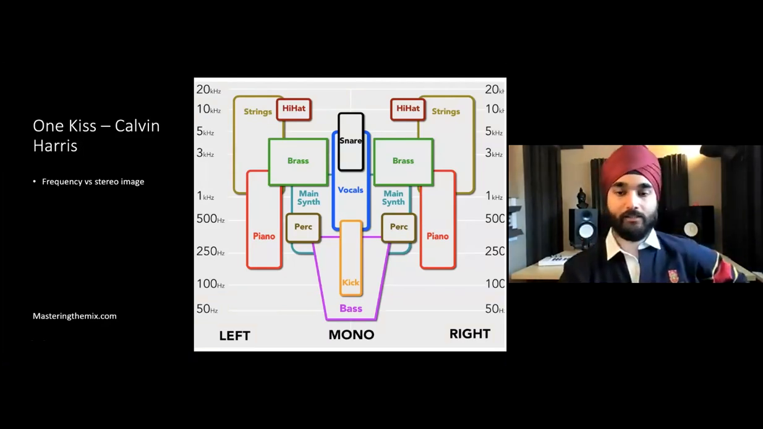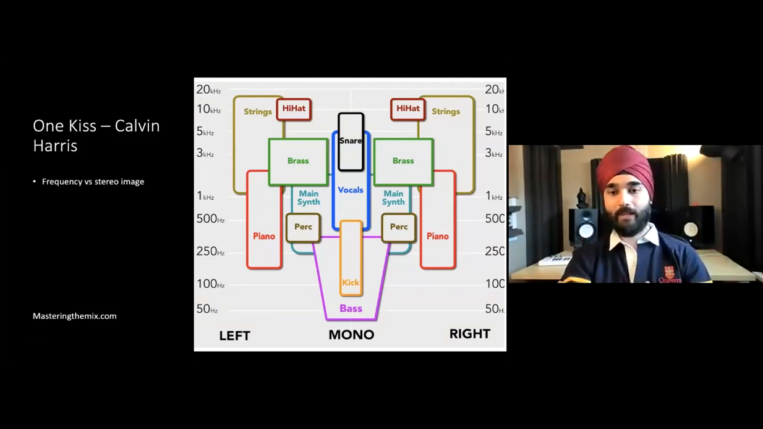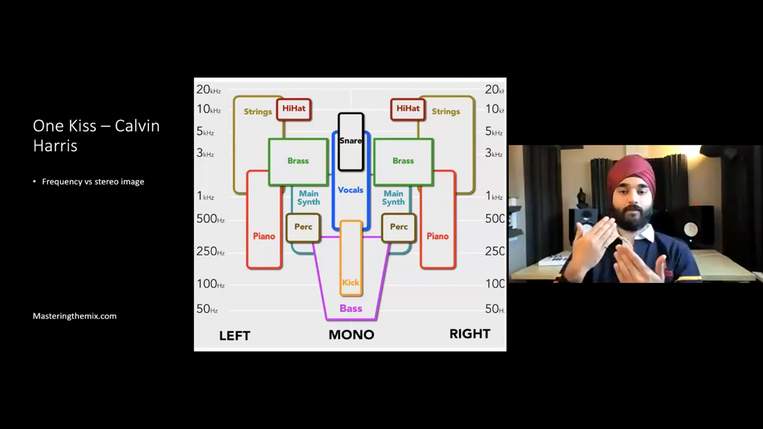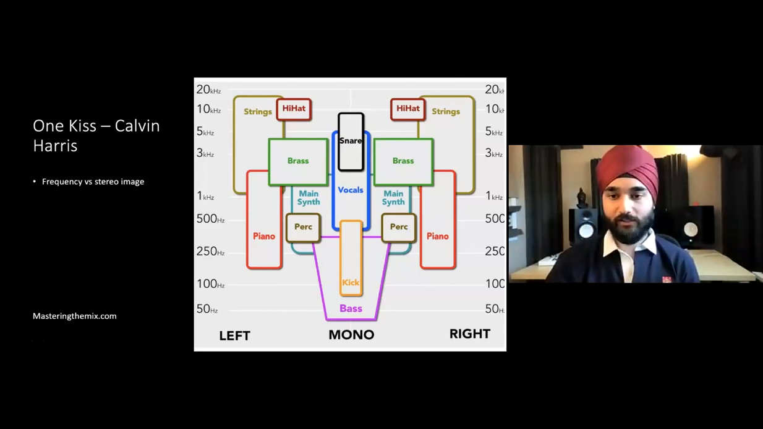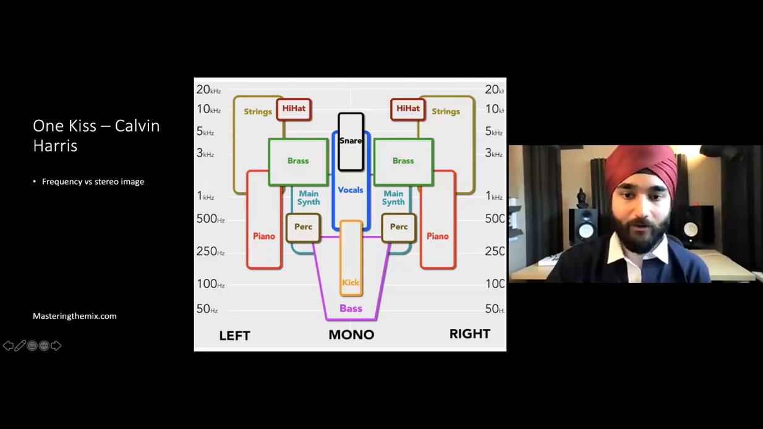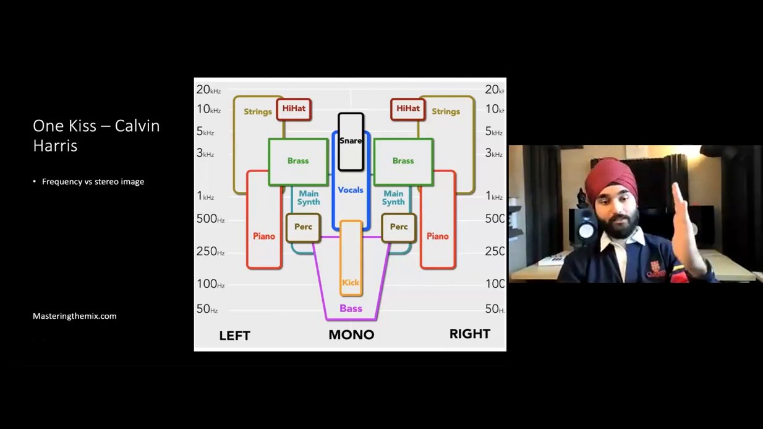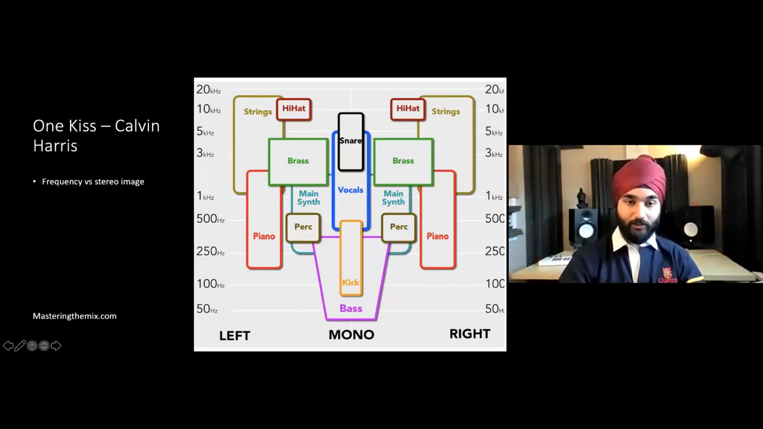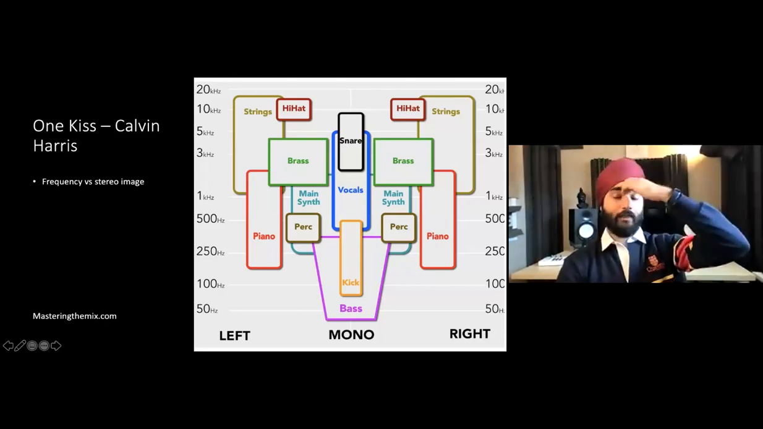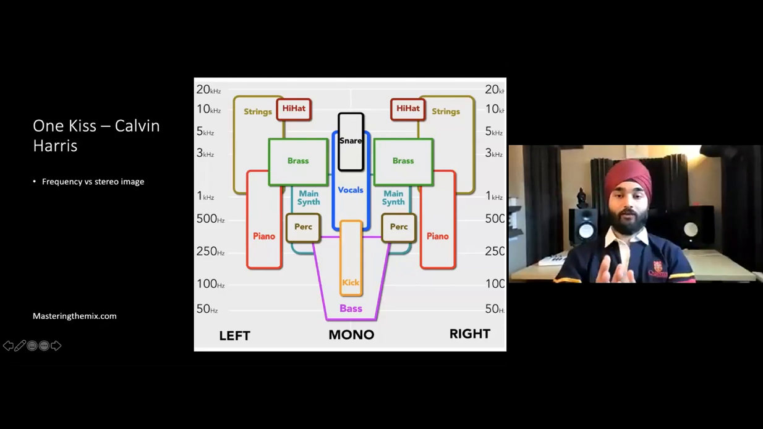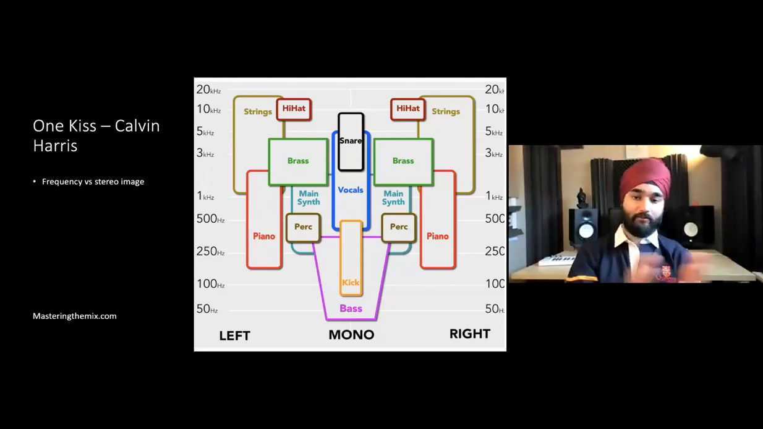The volume is referring to how each item is stacked on top of the other item. So in this case, you're seeing the brass is louder than the strings, the piano, and the main synth. The snare is technically louder than the vocals in this area. The kick looks like the loudest thing in the track almost. That's the V part. The frequency is on the Y axis. So you can see it goes from 20 Hertz, which is down here, all the way to 20,000 Hertz, the entire human spectrum. And then you've got the S, the stereo image, left and right.